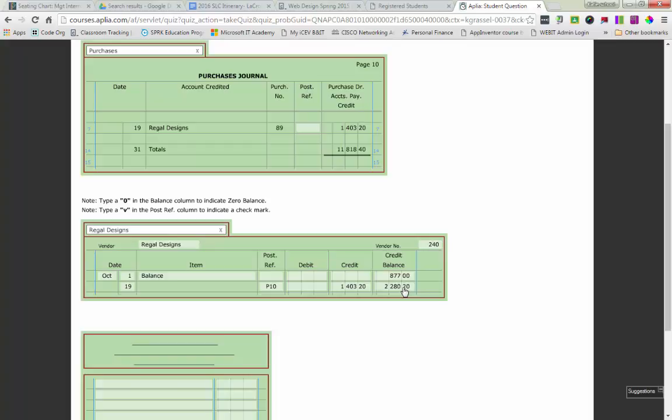But we are not done. Remember, one of the things I've said to you all along is that the procedure of how you post is as important as getting it done. We always move left to right. The last thing that we always do is take this vendor number 240 and it goes back up on top onto my purchases journal to say, hey, I posted this amount into account number 240.